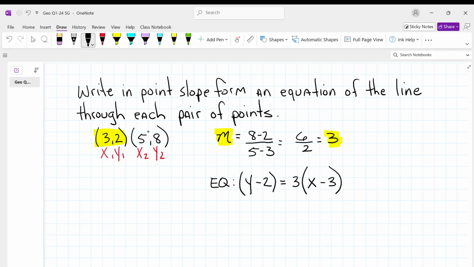So we're going to take the 2 points that are given, we're going to find the slope. Then we're going to use the first point and the slope that we just found to write an equation in point-slope form.